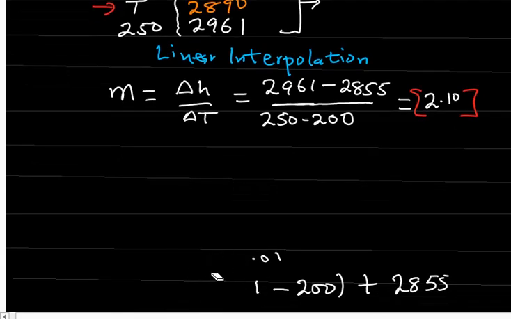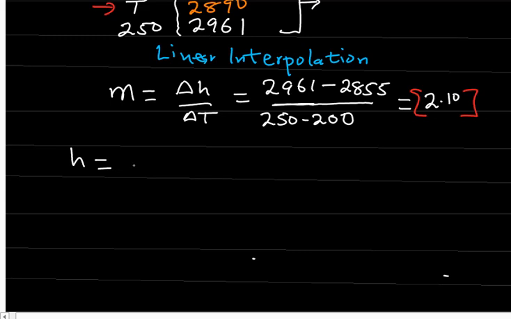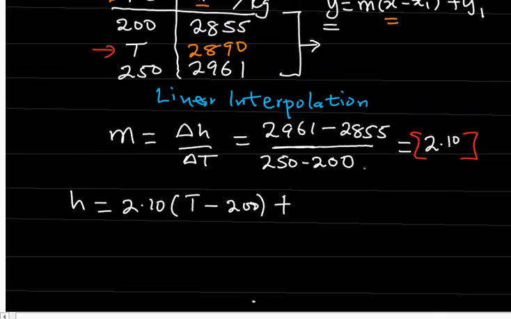Let me clean this. Applying that to the general equation, h is equal to m, which is 2.10, times t minus t1, which is 200, plus h1, which we know is 2855. Once we've gotten this equation, we can use it to find the temperature that corresponds to this enthalpy, 2890. That's what we are doing.